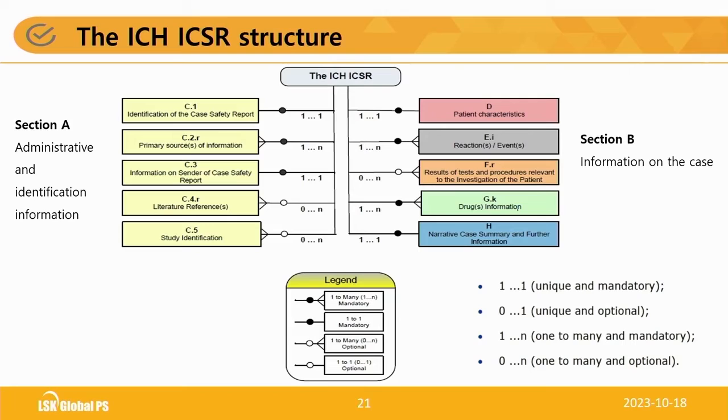This is also a very similar diagram to the previous one. On the left-hand side, we have Section A, Administrative and Identification Information. This is the information on the ICSR, where it comes from, who was reporting it, and their unique identifier numbers. On the right-hand side, we have Section B. This is information on the case: which patient experienced which adverse event, and what the suspect drug was. So details on the case are provided on the right-hand side.